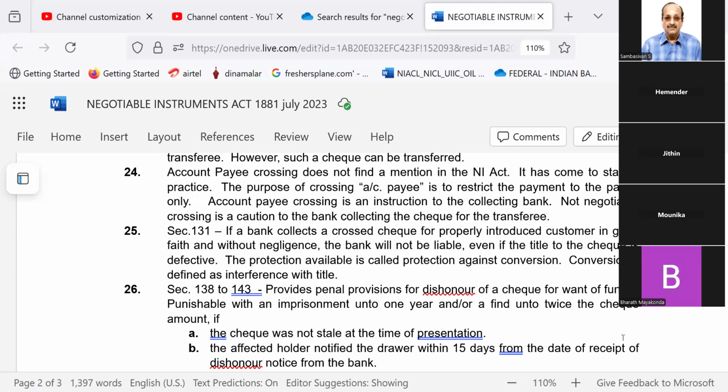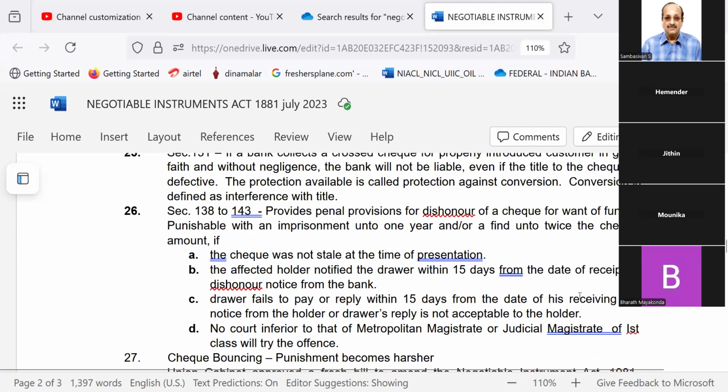If A, the check was not stale at the time of presentation. B, the affected holder notified the drawer within 15 days from the date of receipt of the dishonor notice from the bank. C, the drawer fails to pay or reply within 15 days from the date of receiving the notice from the holder, or the drawer's reply is not acceptable to the holder. D, a court not inferior to that of a metropolitan magistrate or judicial magistrate of first class will try the offense.